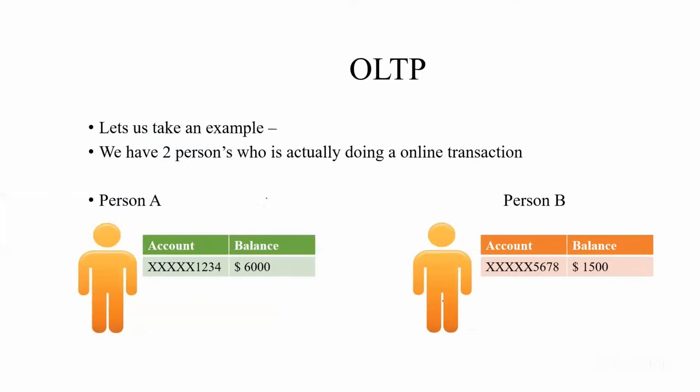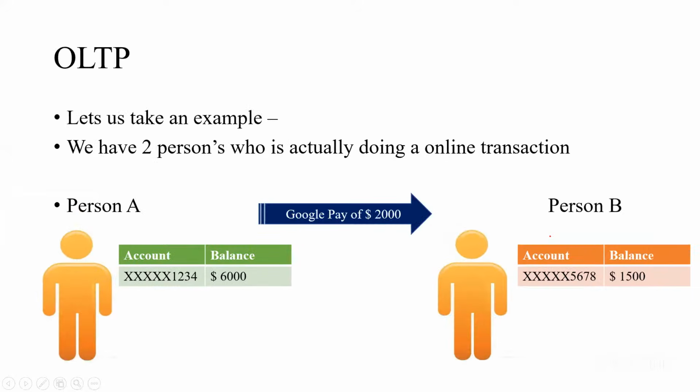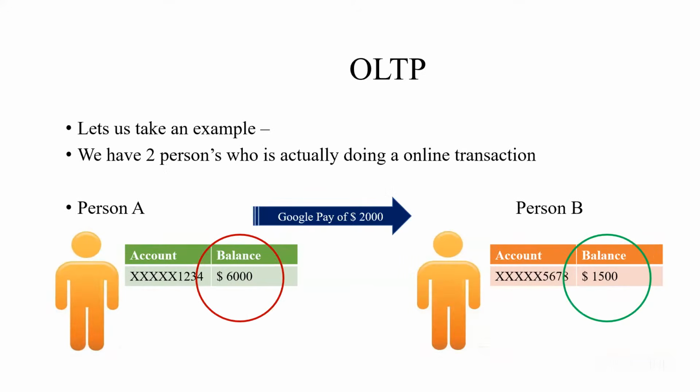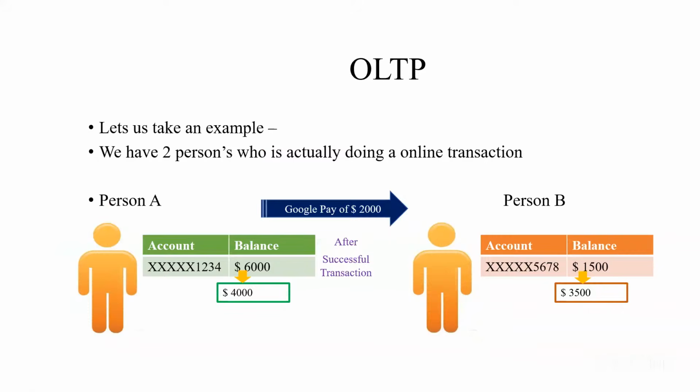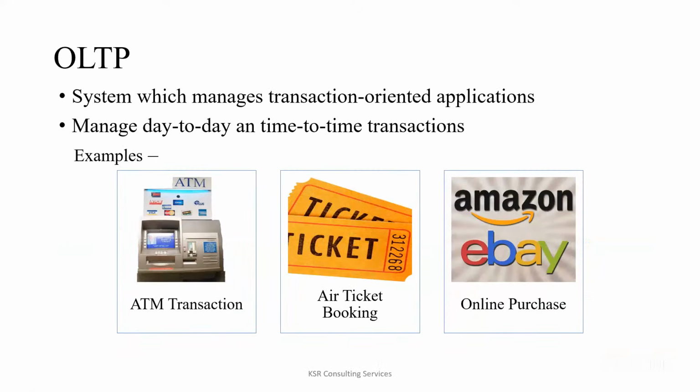Okay. Now, this is how your OLTP system works. Let's consider we have person A and person B, and person A has $6,000 and person B has $1,500. Now you do a certain transaction, you do Google Pay for $2,000. It will be deducted from person A and go to person B, and then that transaction happens. This kind of transaction, which keeps updating your data, is nothing but an OLTP system.